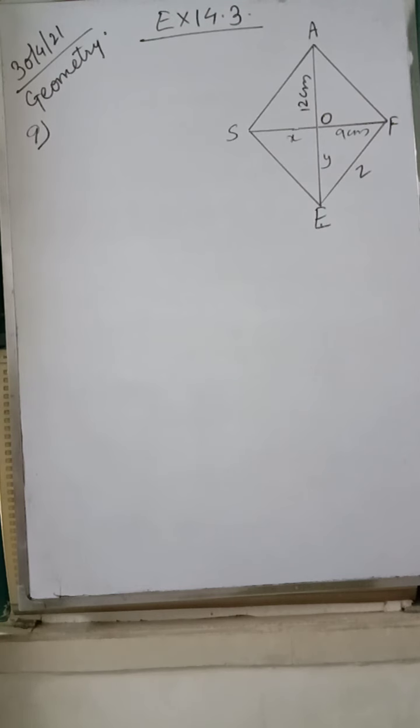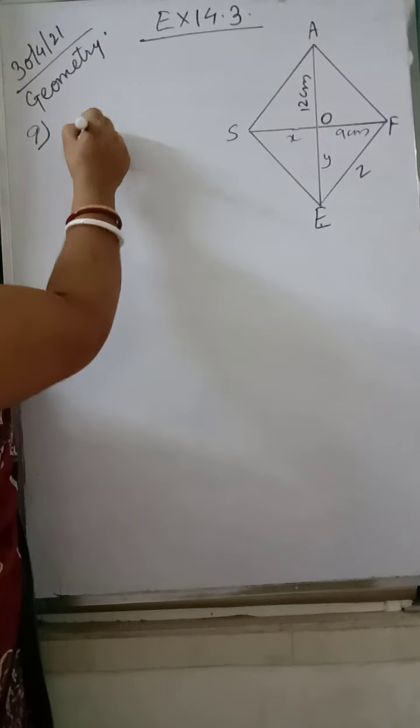Next we'll be solving question number 9 from exercise 14.3. Here it says SAFE is a rhombus as shown in figure number 41, and I have drawn it on the board also. It says find x, y, z and justify your findings.